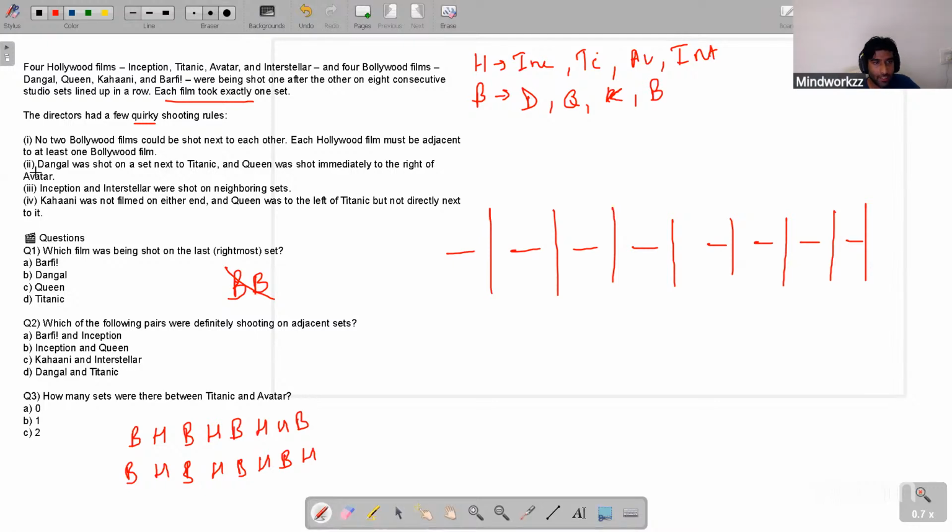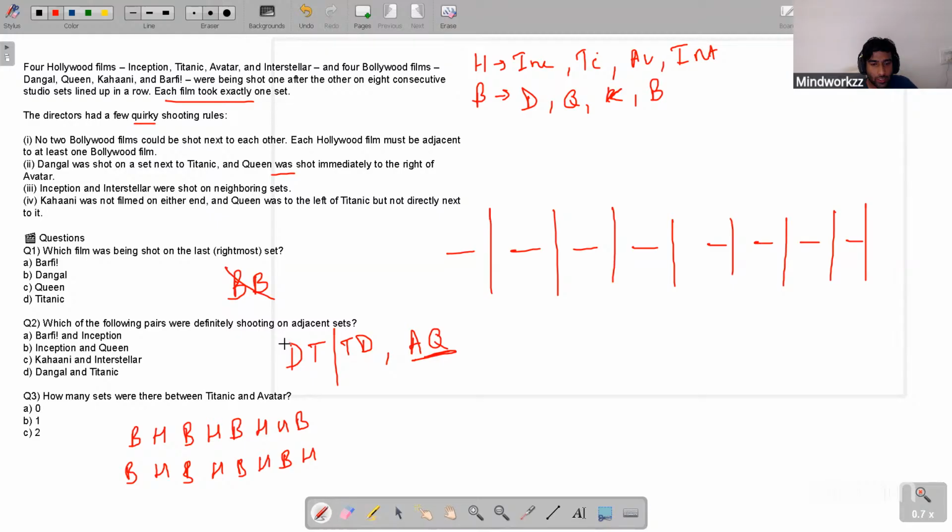The second clue says Dangal was shot on a set next to Titanic. So Dangal and Titanic were shot next to each other. And since it is not told that the set was on the left or on the right, we will assume that it could be either Dangal Titanic or Titanic Dangal. Okay. And it is also told to us that Queen was shot immediately to the right of Avatar. So Avatar was shot and Queen was shot, directly next to each other. Okay. This I have stored.